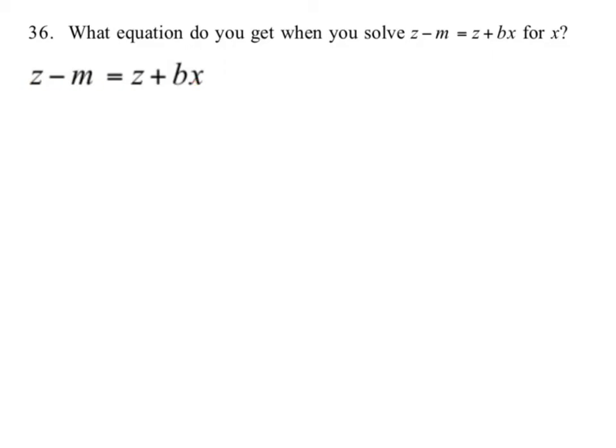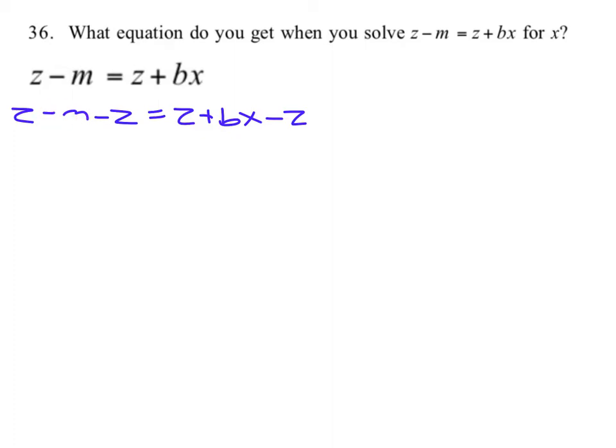So I'm just going to start with the next line where I say I'm going to subtract z from both sides. We say z minus m, what's already there, minus z equals z plus bx minus z. And what you'll notice is that this has got a z and then minus z, those go away. This is a z and then a minus z, those go away as well. So the z's disappear completely from this.